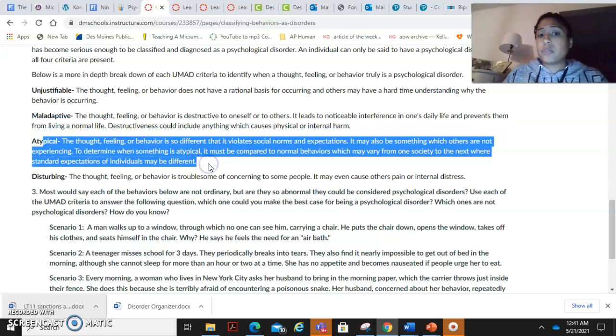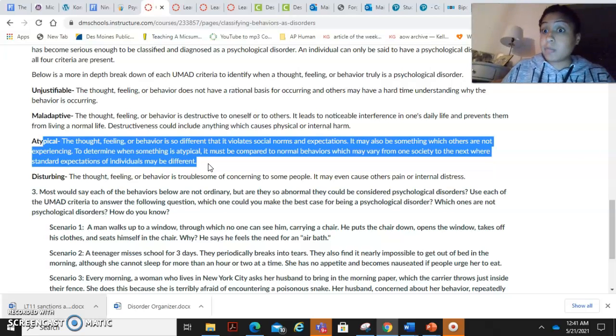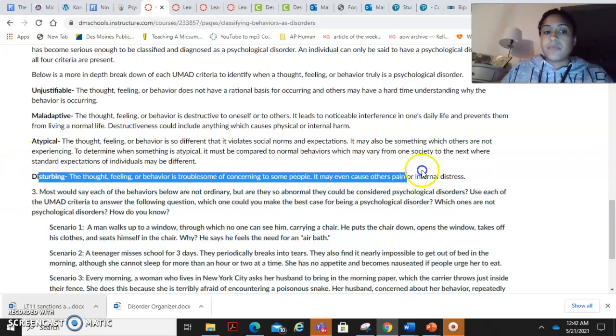Atypical. Does it violate social norms and expectations? Absolutely. The expectation is that kids go to school every day. It's 3 days of not being able to go to school. 3 days, that's just the tip of the iceberg. It gets worse. And is it disturbing?